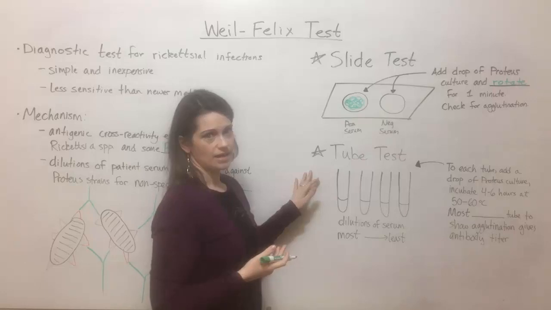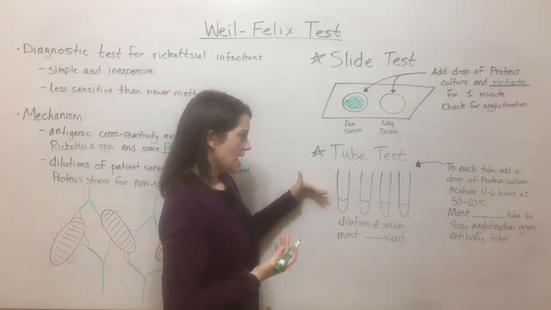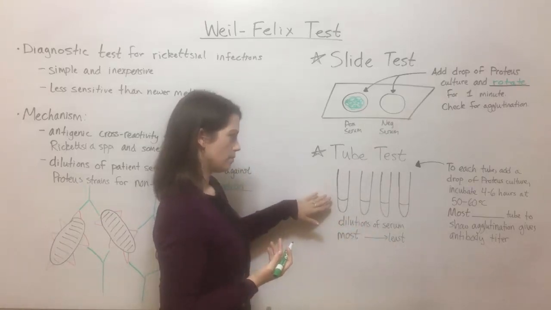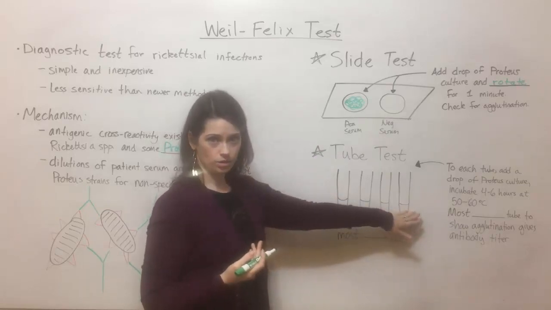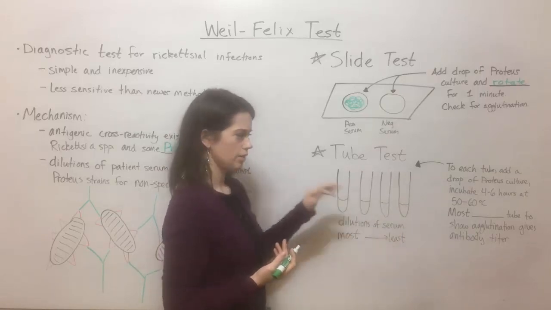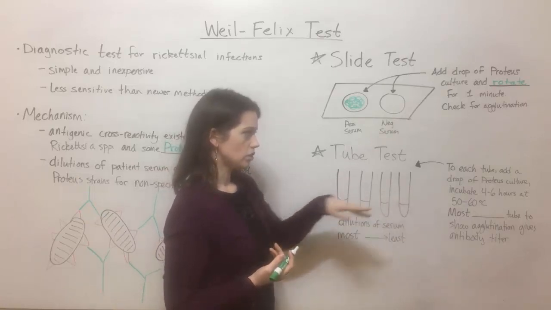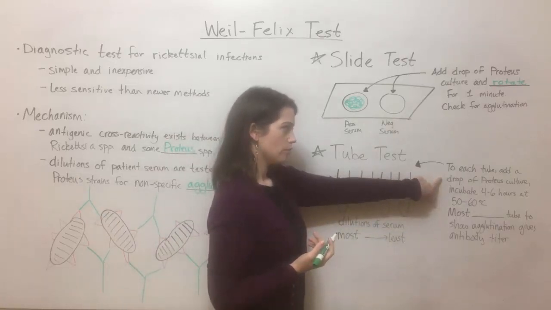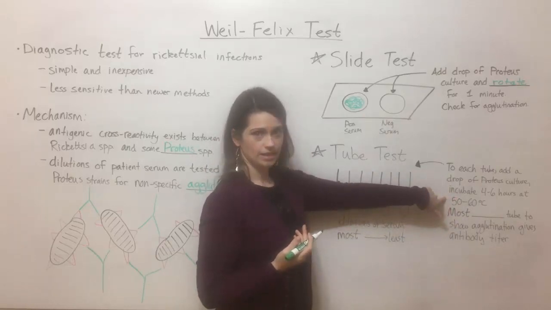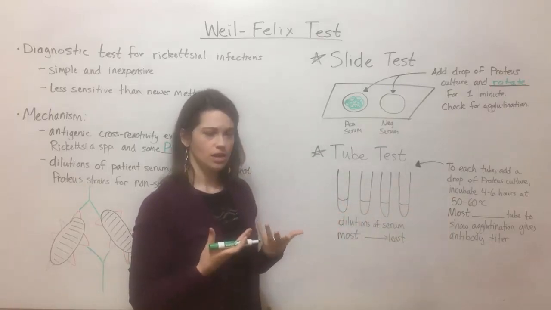The next is the tube test. It takes longer, but it's more quantitative. This is where a doctor will make dilutions of the patient's serum. So here you would have from maybe most concentrated to least concentrated, meaning the most antibodies are going to be in here, the least antibodies are going to be in here, and you'll see a spectrum because of a serial dilution. To each one of these tubes, you would add a drop of proteus culture, then incubate for a few hours, 4 to 6 hours at 50 to 60 degrees Celsius, and then check for the agglutination, the clumping.